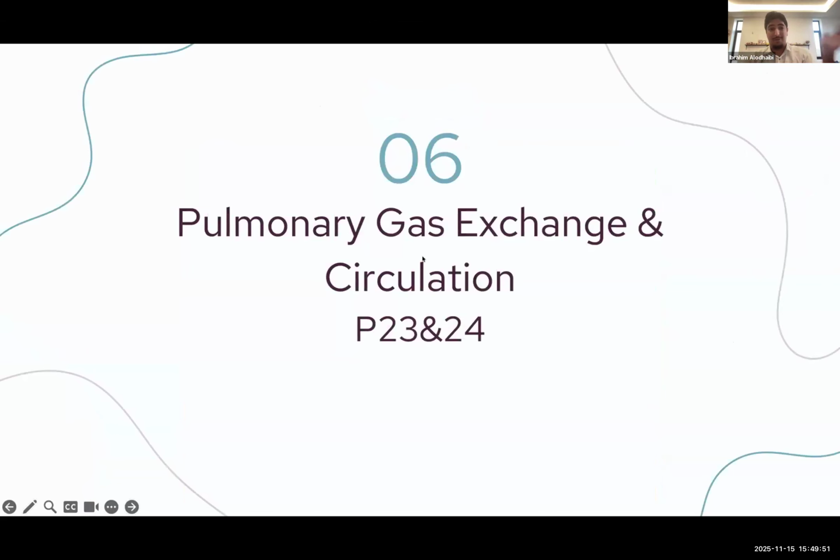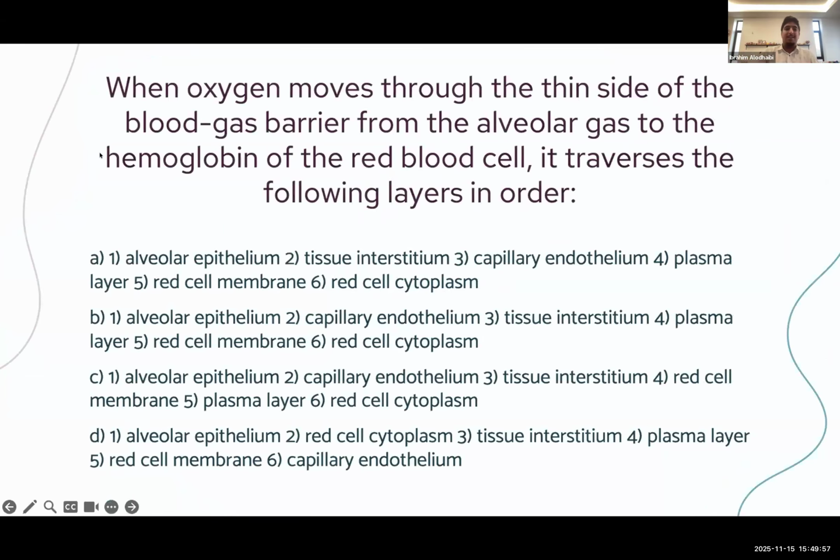So we're going to continue in the same pattern, which is going through lecture by lecture. So question number 1. When oxygen moves through the thin side of the blood gas barrier from the alveolar gas to the hemoglobin of the red blood cell, it traverses which of the following layers in order? Now, this is a basic recall question, but also something important for you guys to know. So let's see what you guys can do.